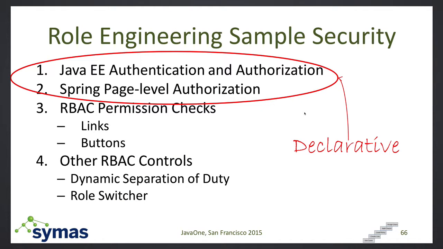As far as the architecture and where things are going on, at number 1 and 2, we've got declarative checking, which means programmer unaware, and that is Java EE authentication, coarse grain authorization, and Spring page level authorization. Number 3, we have RBAC permission checks. Those are programmatic, which means the programmer was engaged, and that is controlling the links and buttons. And the 4th control is the RBAC dynamic separation of duty checker that allows a user to switch from one role to the other.